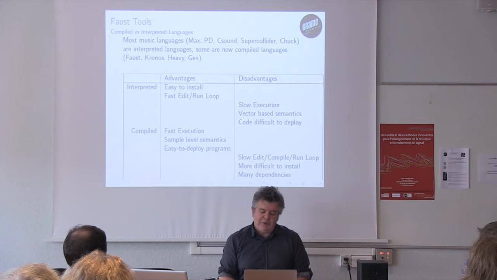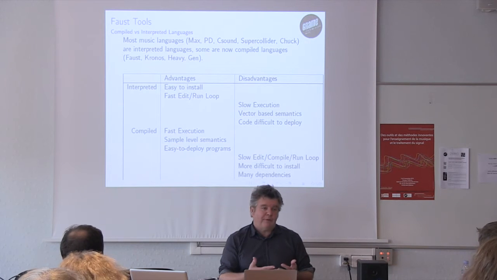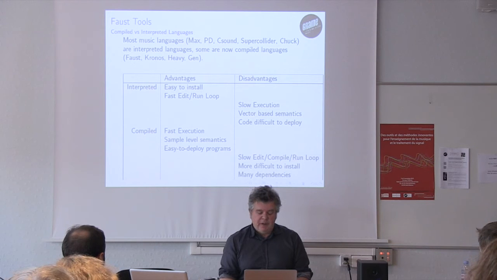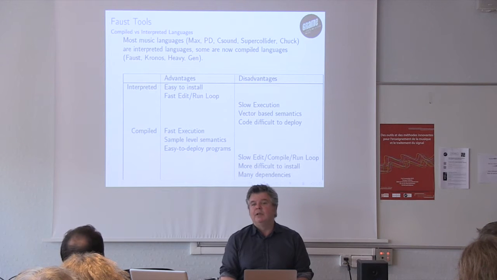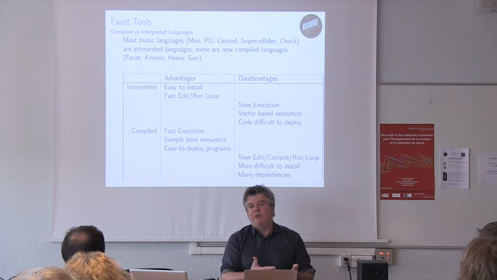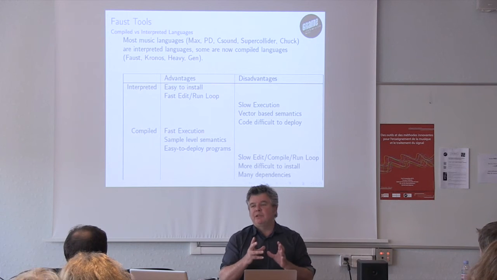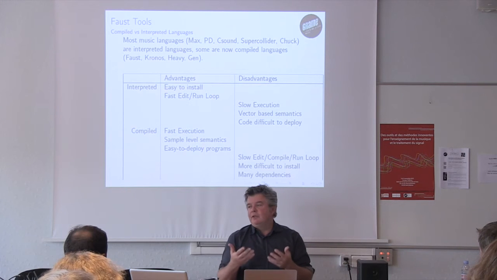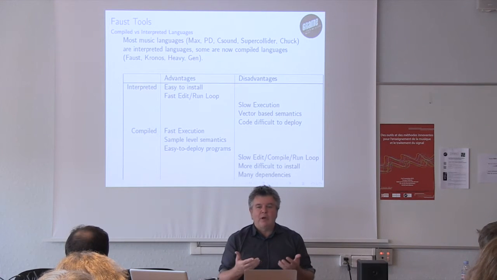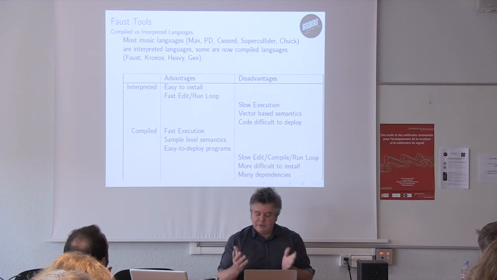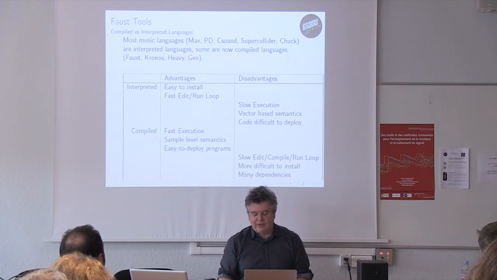So with the compiled language, you have fast execution. And because the execution is fast, you have sample level semantics, which is very interesting, and also easy to deploy programs. You see in the talk of Julius that what is generated by the Faust compiler is basically a C++ class. You can just take this C++ class, it's completely self-contained. It doesn't require any dynamic memory allocation, doesn't depend on any DSP library, etc. So it's easy to reuse in a different context.